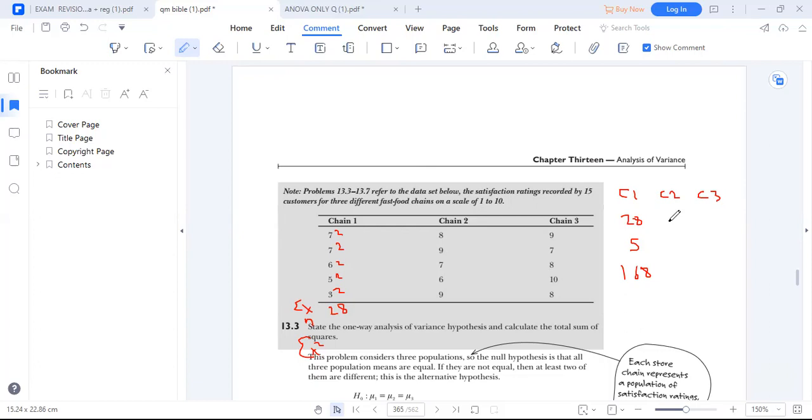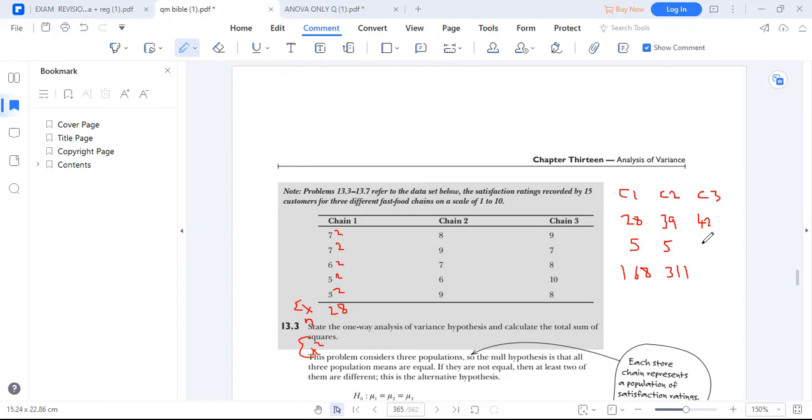Chain two, the total was 39. How many are they? Still five? Five. Summation of x squared? Then 311. Then chain three, the total? The total is 42.